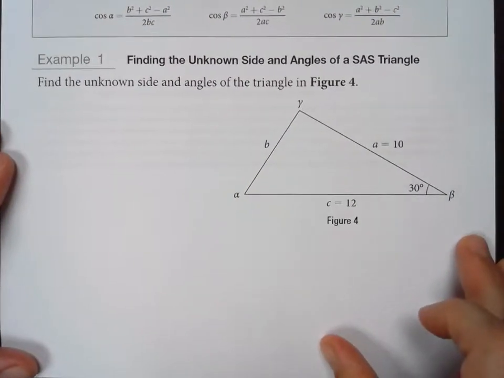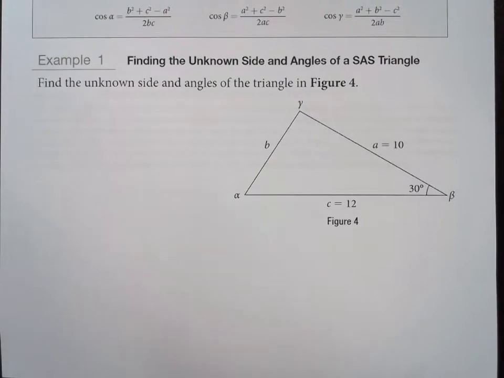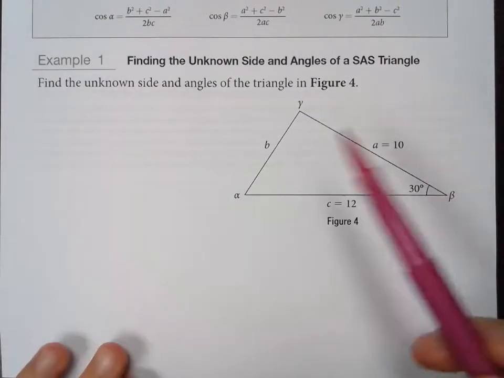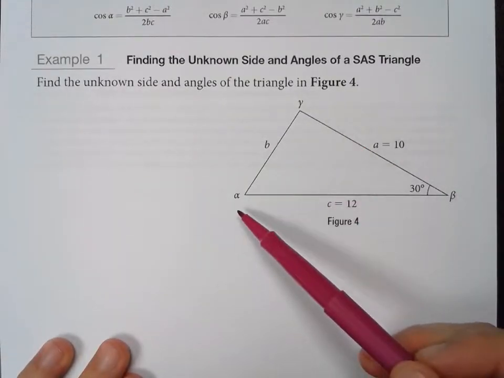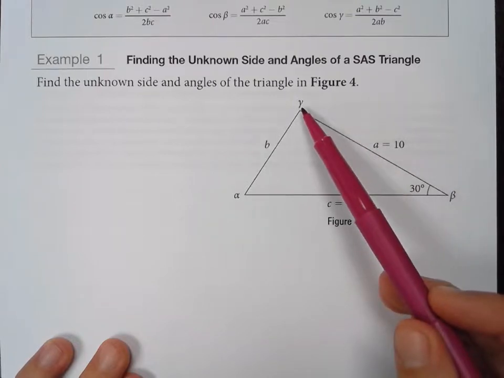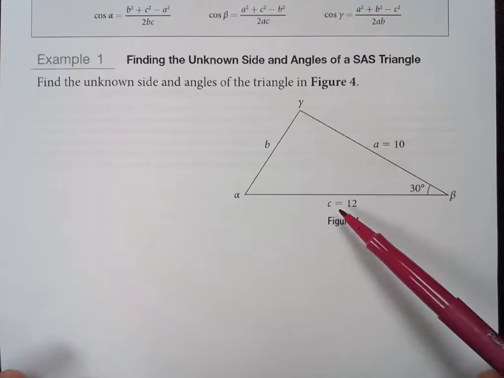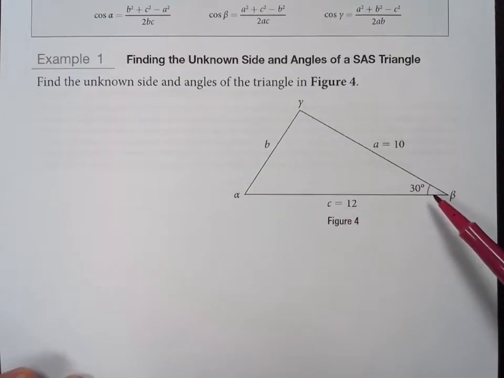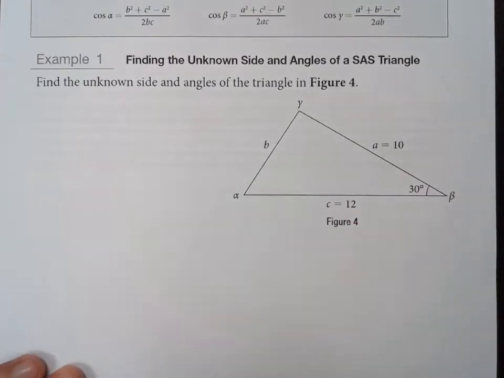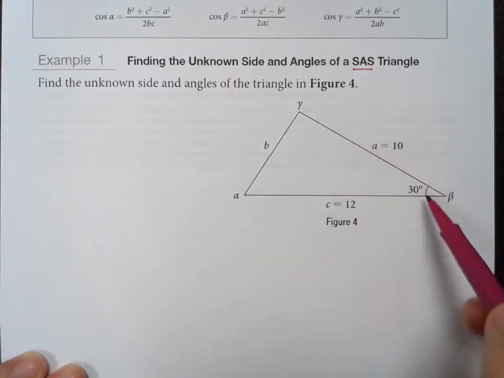Find the unknown side and angles of the triangle. So it looks like we're looking for B, we're looking for alpha, we're looking for gamma. Alright, so we do know two sides and the angle between them, which means we can use the law of cosines. This is called a side angle side triangle.